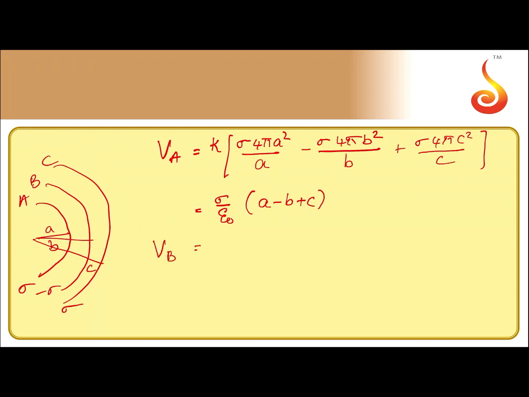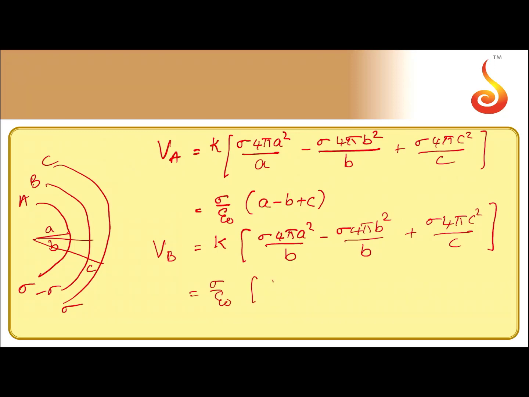Potential of the conductor B. This is K into sigma into 4 pi a square divided by b. That's the potential of the conductor B because of A. Potential of the conductor B because of its own charge, sigma into 4 pi b square divided by b, plus sigma into 4 pi c square divided by c. That gives me sigma by epsilon naught into a square by b minus b plus c.